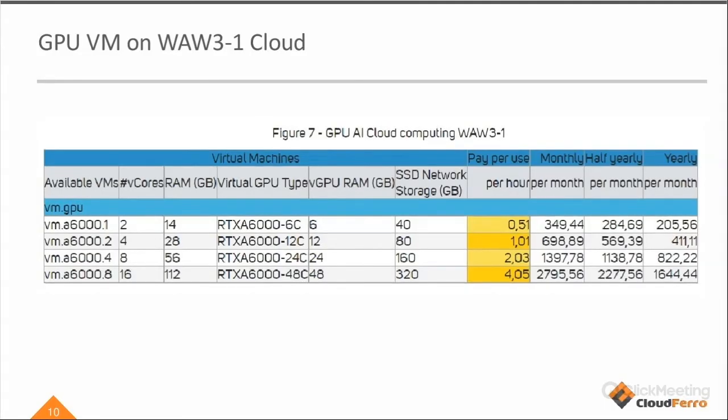And on the WAF 3.1 cloud, we have public servers that you can use publicly, VMs with virtual A6000 GPUs. They have up to 48 gigabytes of RAM on card, so you can start very small with 1/8 of the card, or you can go very big with a very big card, that very big server.